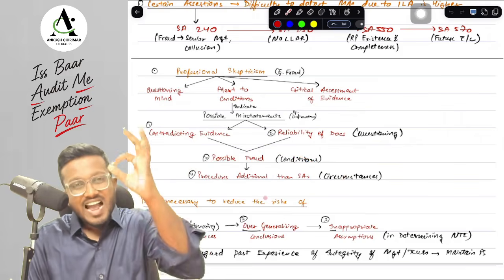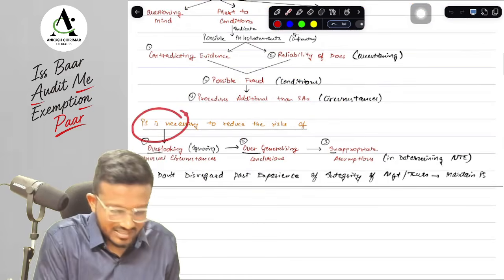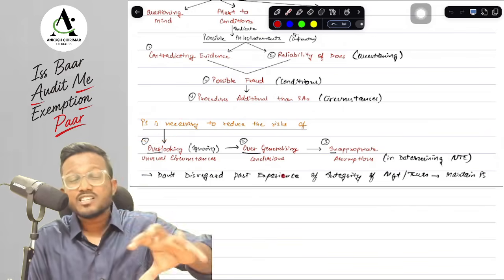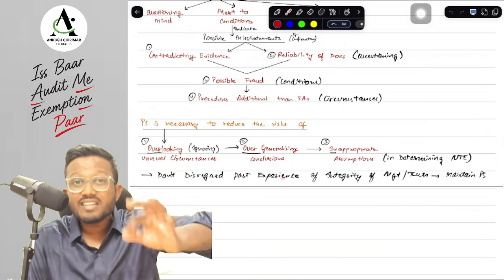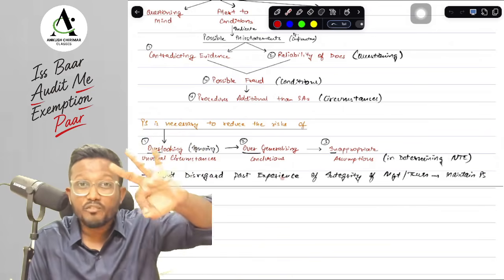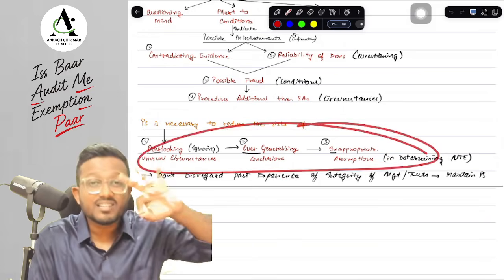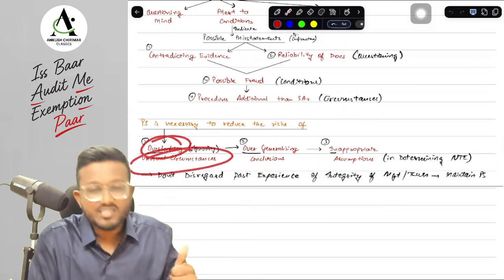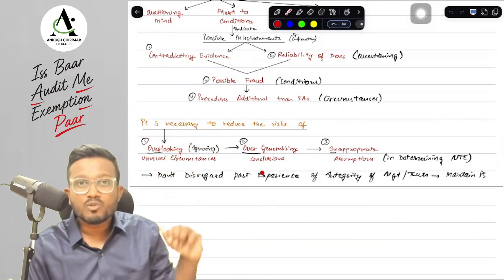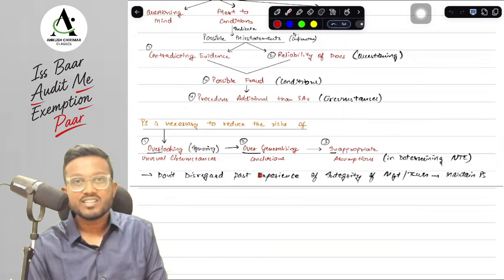Okay, yes sir. And the last point in professional skepticism is that you need to maintain professional skepticism throughout the audit. Throughout the audit, you need to maintain a questioning mind. Why, sir? So that you can reduce the risk of three things. What are these three risks, sir? The first risk is overlooking unusual circumstances. You are not ignoring unusual circumstances, you are identifying them.